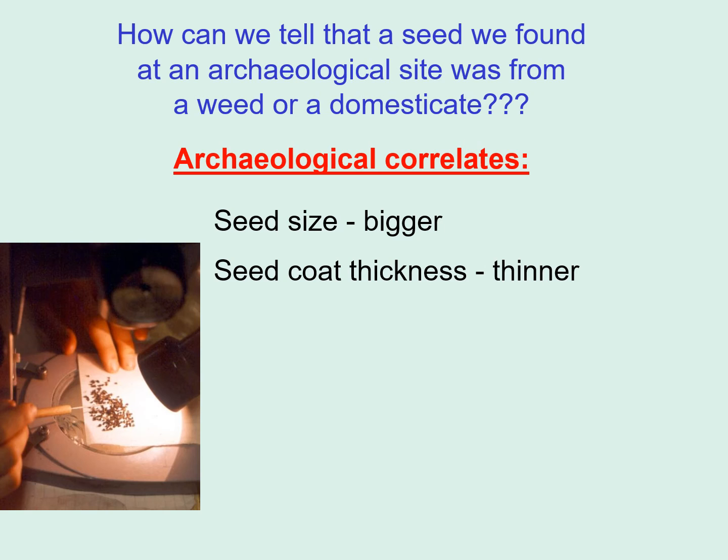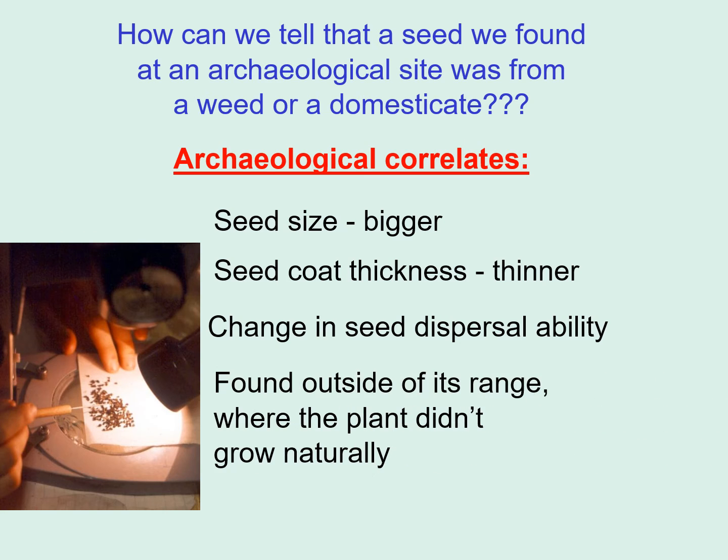So remember, weed seeds might have dormancy and domesticates definitely don't have dormancy. So the domesticated seed coats might be thinner than the weedy seed coats. You might see a change in seed dispersal ability, and this is certainly something that paleoethnobotanists see in Europe when they look at the origin of domesticated barleys and wheats. They see a change in whether the seeds remain stuck to the stem or fall off the stem. And finally, kind of an ancillary correlation is that you might find the plant being grown or you might find the seed at archaeological sites outside of its range where the plant did not grow naturally.